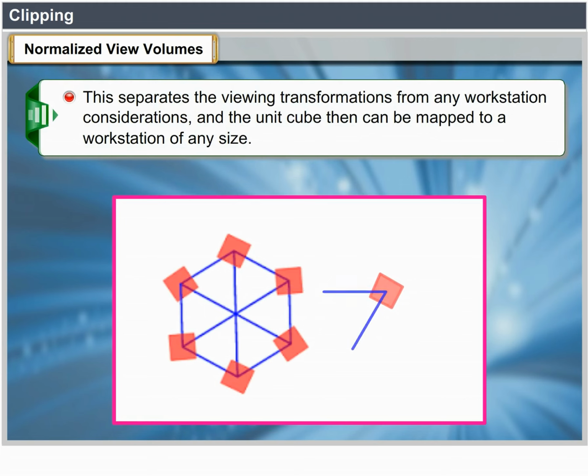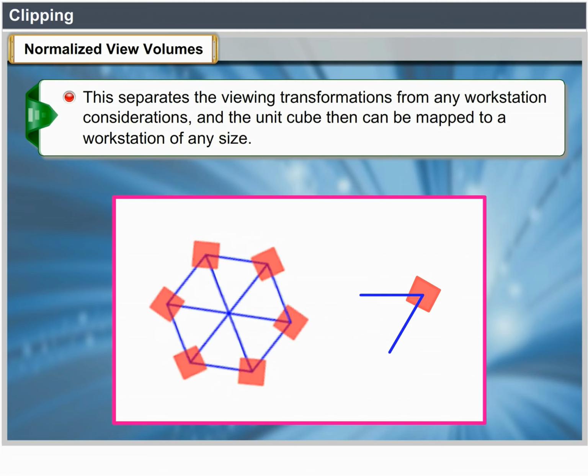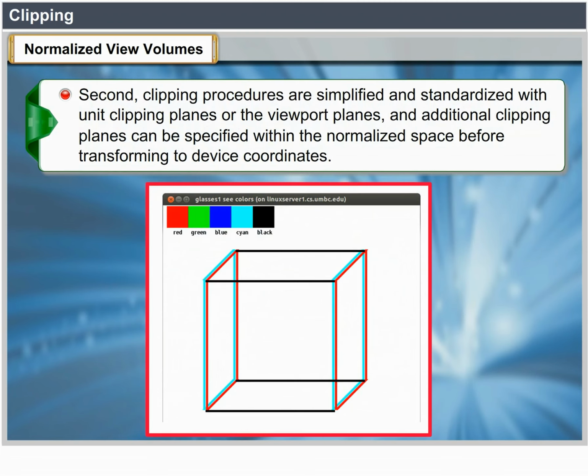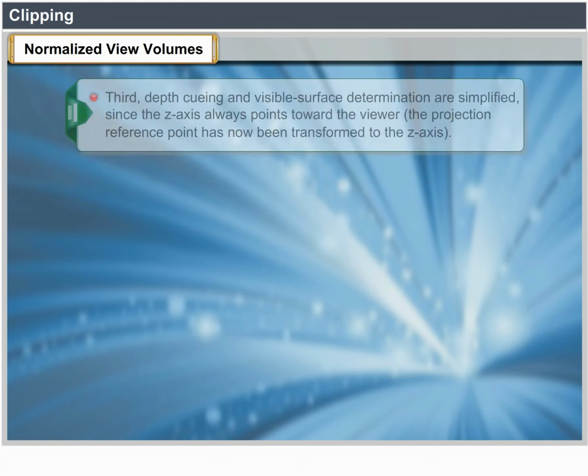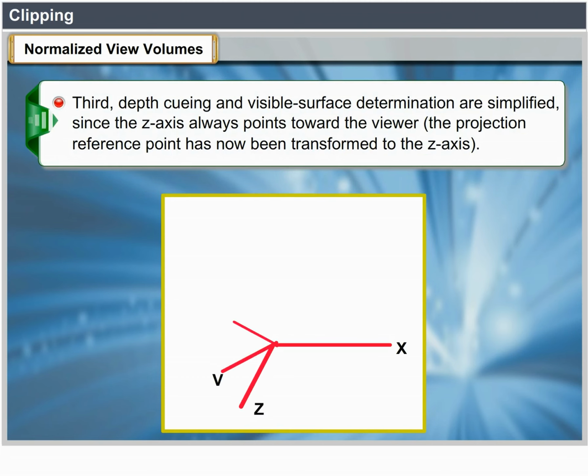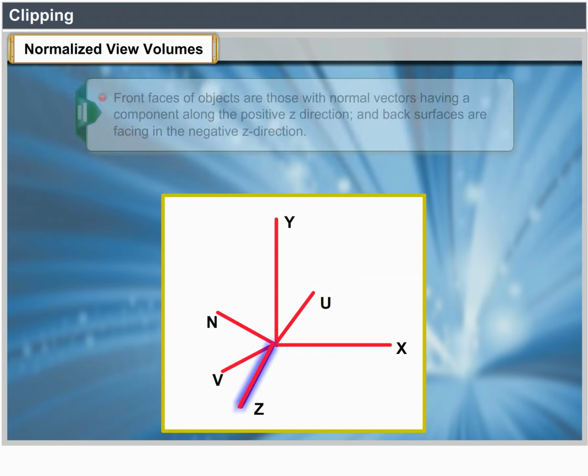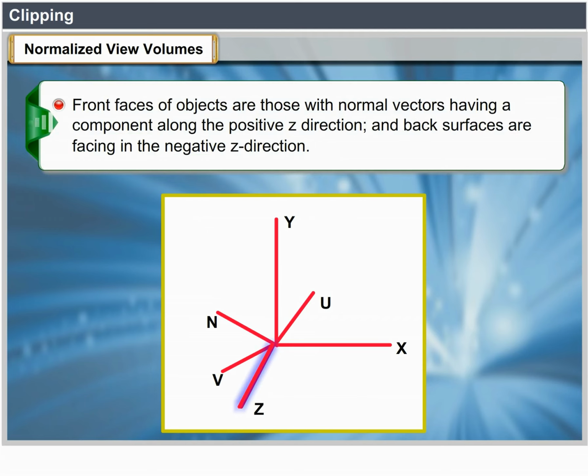This separates the viewing transformations from any workstation considerations, and the unit cube then can be mapped to a workstation of any size. Second, clipping procedures are simplified and standardized with unit clipping planes or the viewport planes, and additional clipping planes can be specified within the normalized space before transforming to device coordinates. Third, depth queuing and visible surface determination are simplified since the z-axis always points towards a viewer. The projection reference point has now been transformed to the z-axis. Front faces of objects are those with normal vectors having a component along the positive z direction, and back surfaces are facing in the negative z direction.